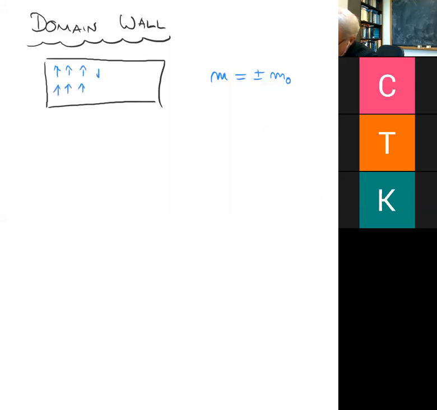Okay, and on the right, all the spins are down. So then here it's plus m naught, and over here it's minus m naught. And then in the middle, of course, you have some kind of defect. Okay, and that would be the domain wall.